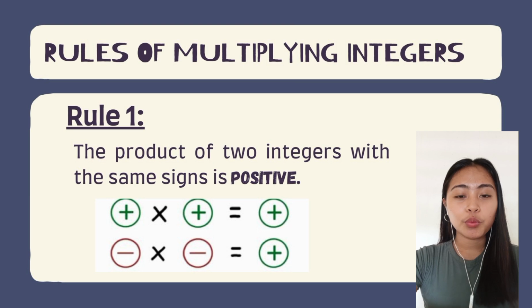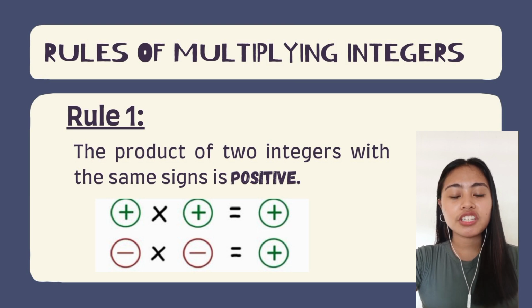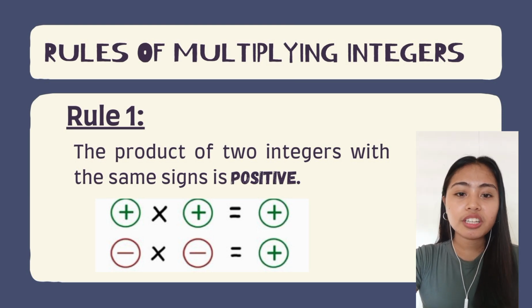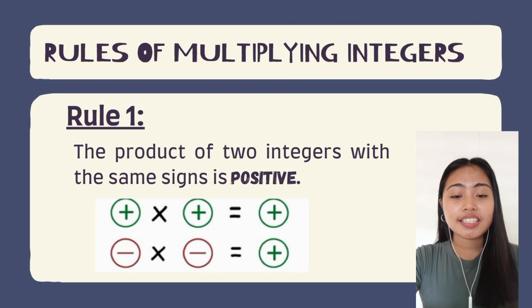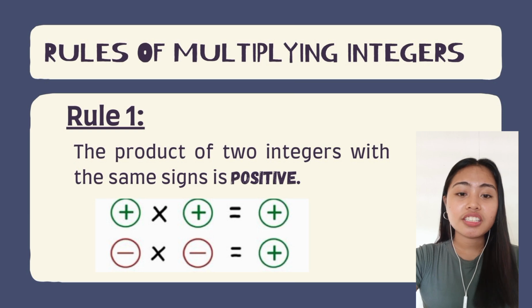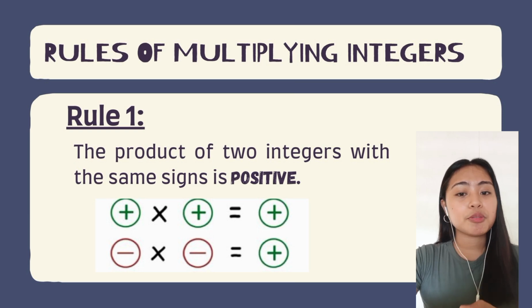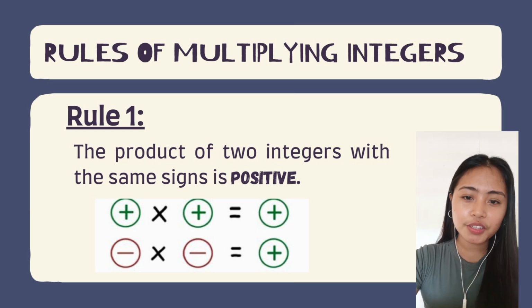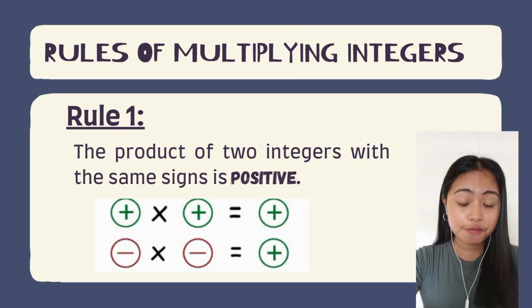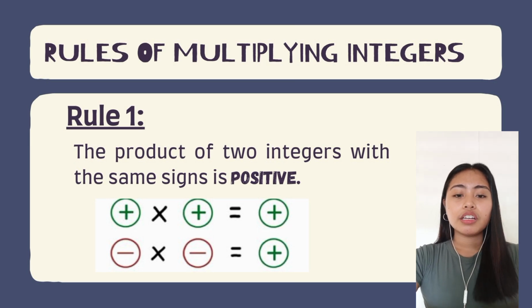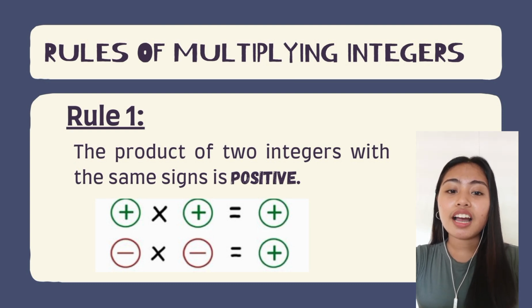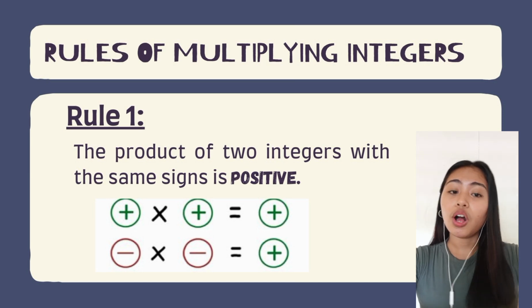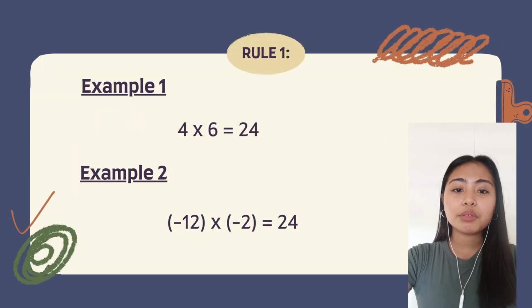So this time, we are going to tackle about the three rules of multiplying integers. Rule number 1. It states that the product of two integers with the same sign is positive, just like this one. Positive times positive is equal to positive. Negative times negative is equal to positive. Don't be confused with negative times negative because if we encounter two same signs multiplied to each other, the answer will always be positive.